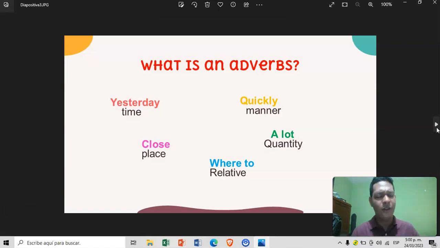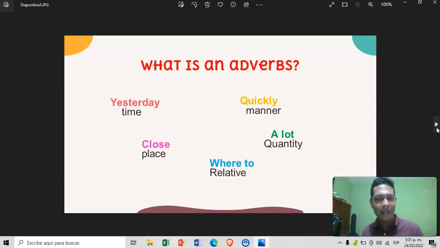On the other hand, what is an adverb? With an adverb, we can express different things. For example, manner, like quickly, and quantity, when we are talking about people. For example, a lot of people, many people. So that is a quantity. We don't know the exact number of people, but we can notice that it is a lot of people.